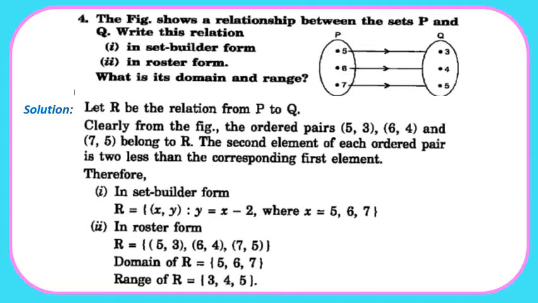Also we need to find the domain and range. So domain is the set of first elements. So it will be {5, 6, 7}. And the range is the set of second elements. So it will be the set {3, 4 and 5}. Clear? So pause and note down the solution.